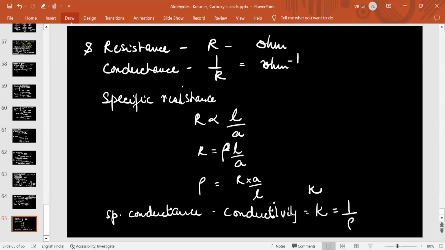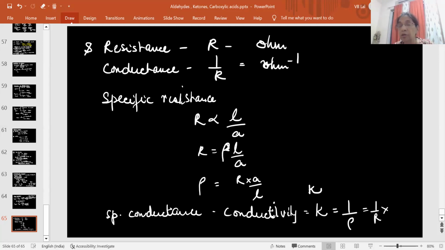Ma'am, in physics, we have read it as sigma. Okay, in physics you may be saying that, yeah. So in chemistry you call it kappa because you use concentration. So what is conductivity? Specific conductivity or specific conductance is the conductance of all ions present in 1 centimeter cube of the electrolyte. Okay, so 1 by rho. You can write it as 1 by R into L by A. L by A is known as the cell constant. For an electrolytic cell, it is a cell constant.